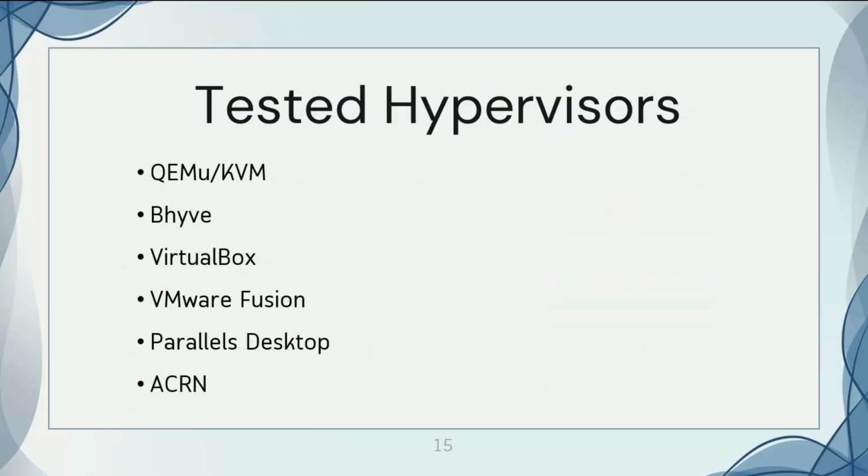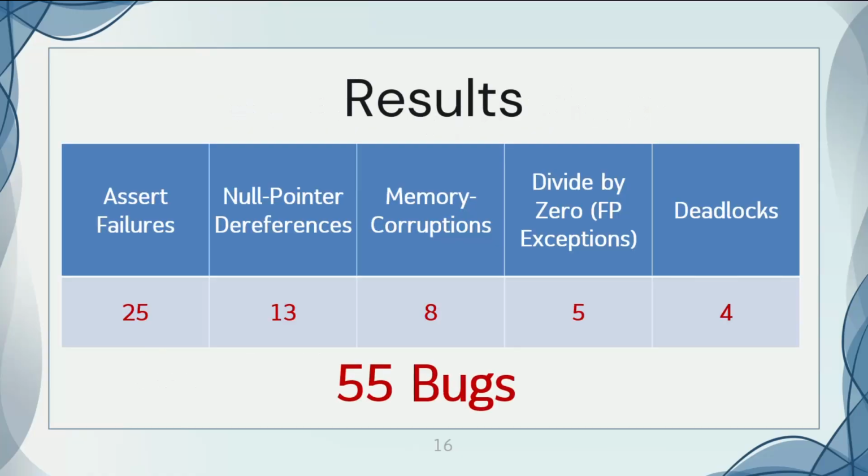After creating Hypercube, they tested it on these 6 hypervisors. They decided to fuzz with Hypercube on these hypervisors, and the results were that they found over 55 bugs. The most common ones were assert failures, but also quite a lot of null pointer dereferences and memory corruptions, but also divide by zero exceptions and deadlocks.